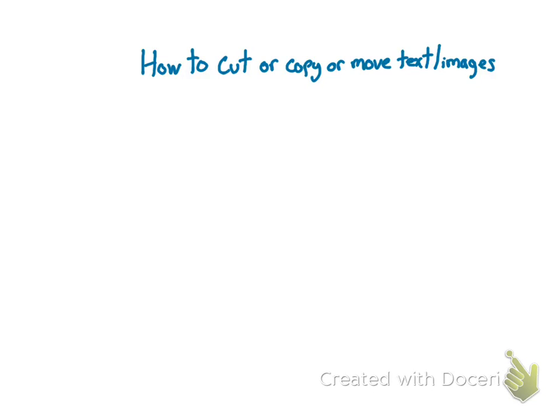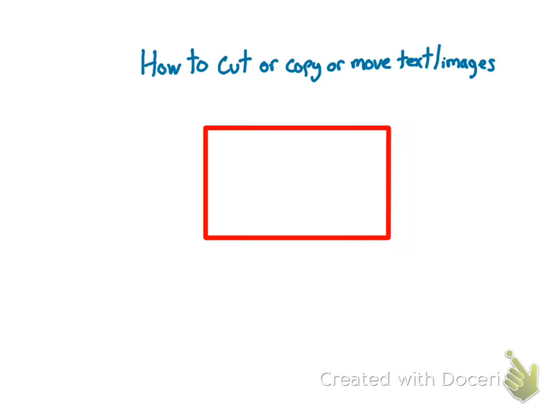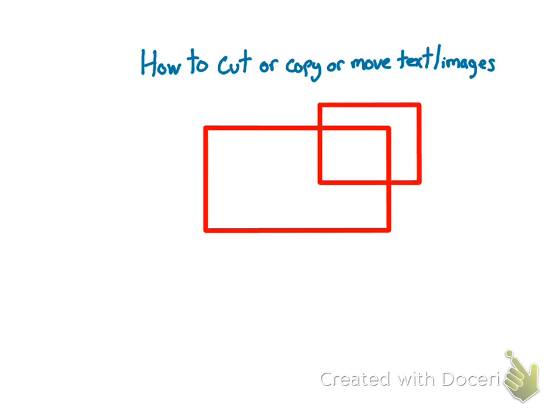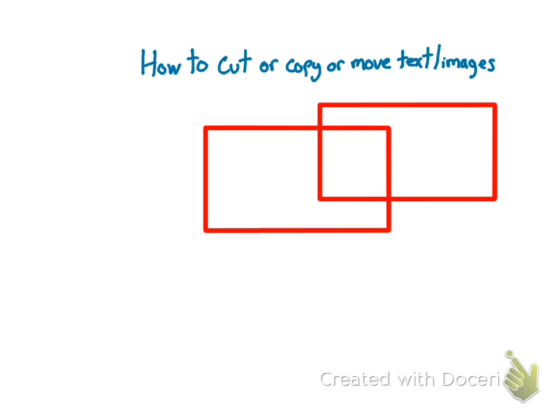Hey everyone, so this is a quick video tutorial on how to cut or copy or move text or images. So let's say you had an image, or in this case a rectangle, and you wanted to move it around the screen. Once you've let go, you'll notice that you can't drag it around. You still are on the tool and you can just create another one. And obviously if you wanted to, you can try and erase that and place it into a different spot, but there's another way that you can do so.